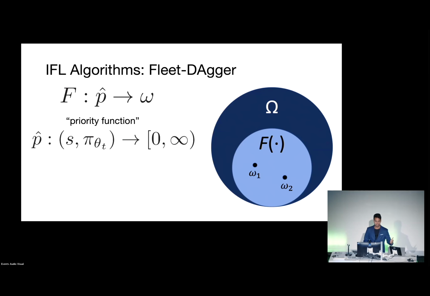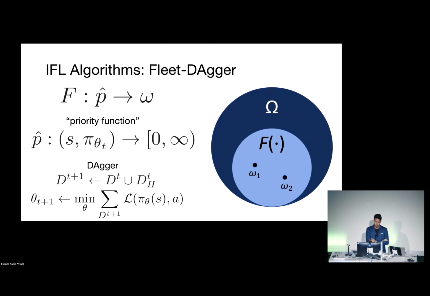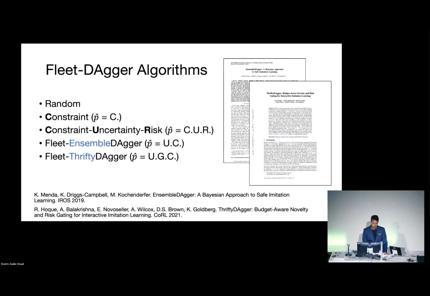Now, of course, there are other ways that you could do IFL allocation, so that's why Omega, the broad space, is not fully covered by the output of Fleet Dagger, but it covers quite a big space. And the policy learning is done with Dagger, as you may have guessed from the name, but you could theoretically use any other learning algorithm like policy gradients or other reinforcement learning algorithms. So particular instantiations of these Fleet Dagger algorithms include these 5 that we implement and study in this work.